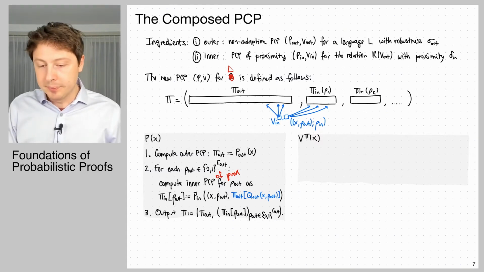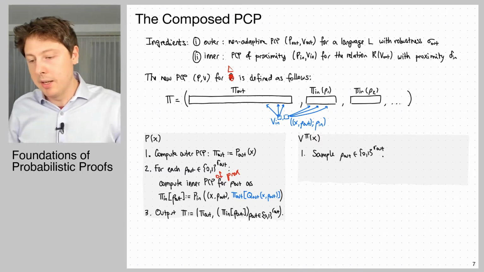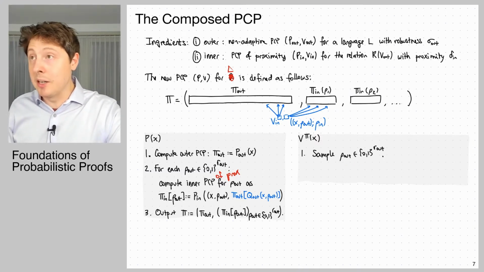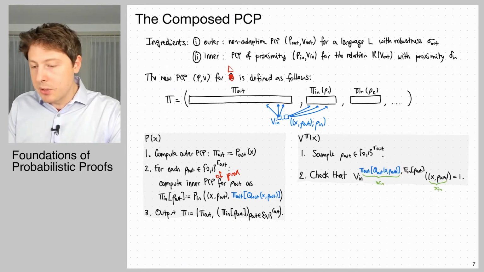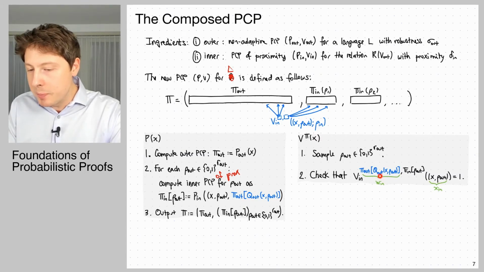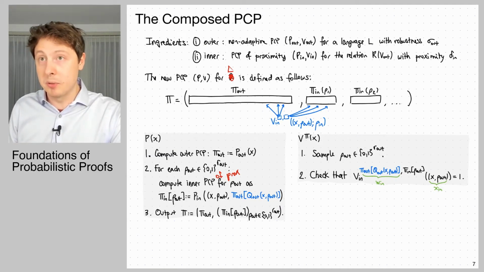The verifier, like before, is going to sample the choice of randomness for the outer PCP verifier. And then it's going to run the inner PCP of proximity, where the inner instance is like before, but now we additionally have this inner witness that is specifically about the correct local view that we want to test proximity for. Okay?